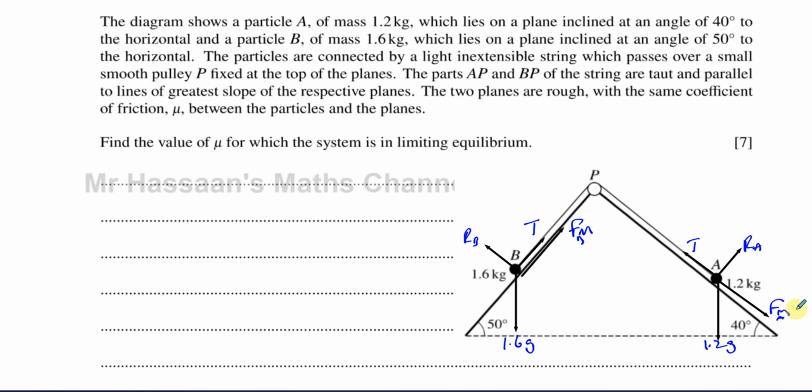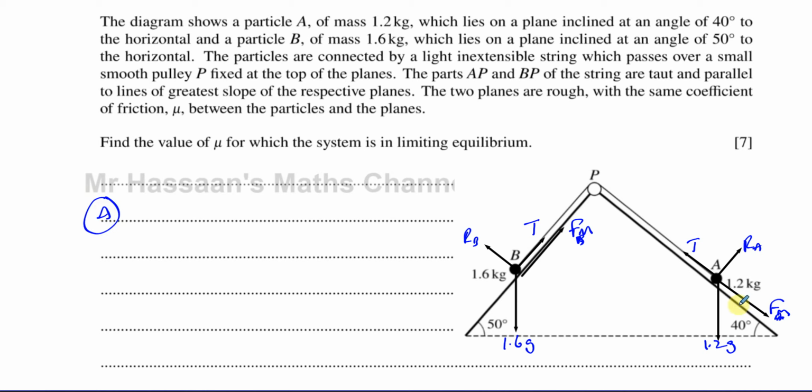Now, are they going to be the same? Well, the friction depends on mu and also the reaction forces, so they might not be the same, because they depend on two things: the reaction force and mu. So I'm going to label them F max A, for A, and F max B, for B. Now it's in limiting equilibrium, so let's consider A first.